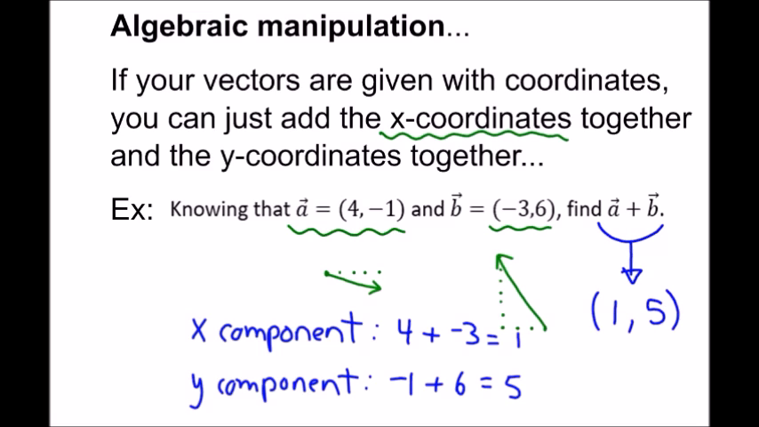If you want to represent it, you would go 1, then 1, 2, 3, 4, 5. It would give you this. If you want to check if it works with the vectors, you can take your A plus your B, and you see we would get our C there.